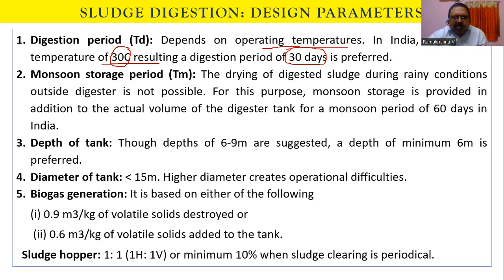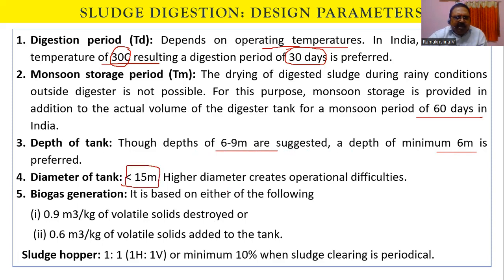So a monsoon period of 60 days is usually considered for extra storage of the digested sludge. 30 days is the digestion period and 60 days is the monsoon storage period. Accordingly, we have to calculate the volumes. The depth of the tanks, usually 6 to 9 meters is suggested and a minimum of 6 meters is preferred. The diameter of the tank should not be more than 15 meters.